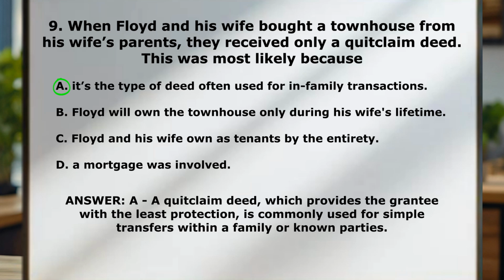Answer B, Floyd will only own the townhouse during his wife's lifetime. That's not relevant to the type of deed. That's how you hold title, right? Number C, Floyd and his wife own as tenants by the entirety. Same thing. Once again, they're talking about how they're holding title. And then D, a mortgage was involved. That's irrelevant. So find the best answer here. Answer's A.